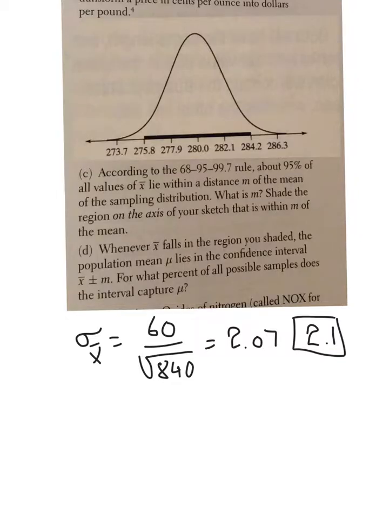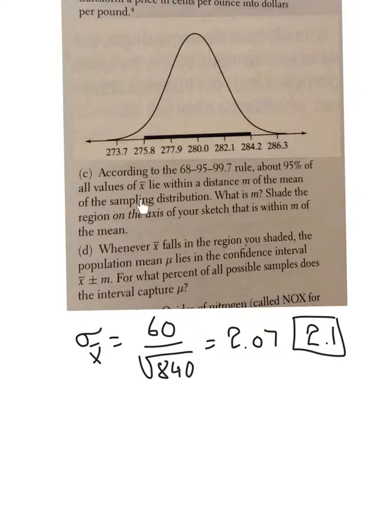So letter C says, according to the 68, 95, 99.7 rule, so remember, 68% of our data is contained within 1 standard deviation on either side. 95 is contained within 2 standard deviations of either side. So 95% of our data is inside this area here. And then 99.7 is within 3 standard deviations on either side of the mean, if you don't remember that rule. Okay, so it says about 95% of all values of x lie within the distance of m. M is our margin of error.